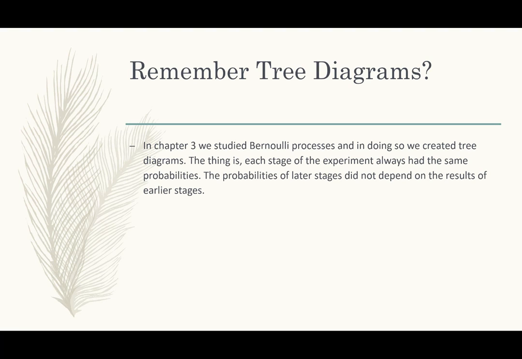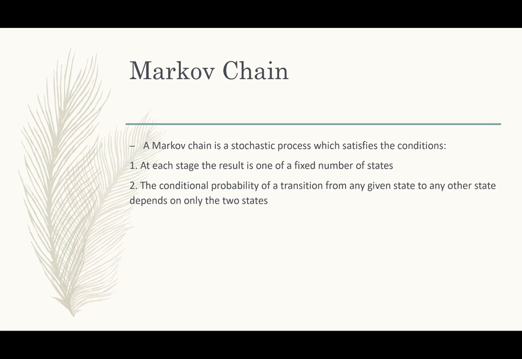So in chapter 3, we studied Bernoulli processes, and in doing so, we created tree diagrams. The thing is, back then, each stage of the experiment always had the same probabilities. The probabilities of later stages did not depend on the results of earlier stages. So the difference here is it's going to depend a little bit. The stages are going to be quite different.